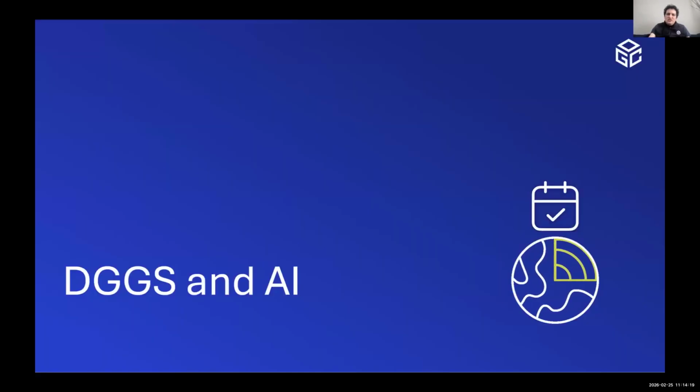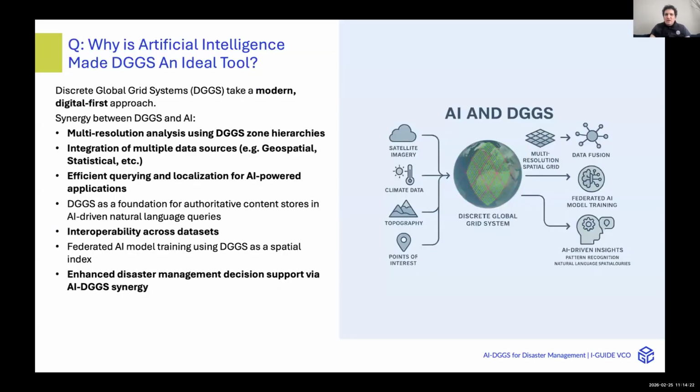So now let's go to the DGGS and AI piece of the story. So why did AI make the DGGS an ideal tool? Imagine you have multi-resolution analysis using DGGS zones, right? That's the hierarchy. That's just given. Then you have integration of multiple data sets. You have satellite, climate data, topography, social information, population, and you have all of them in different grids. Then you have multi-resolution spatial grids that have all this data. You can move from one grid to another.